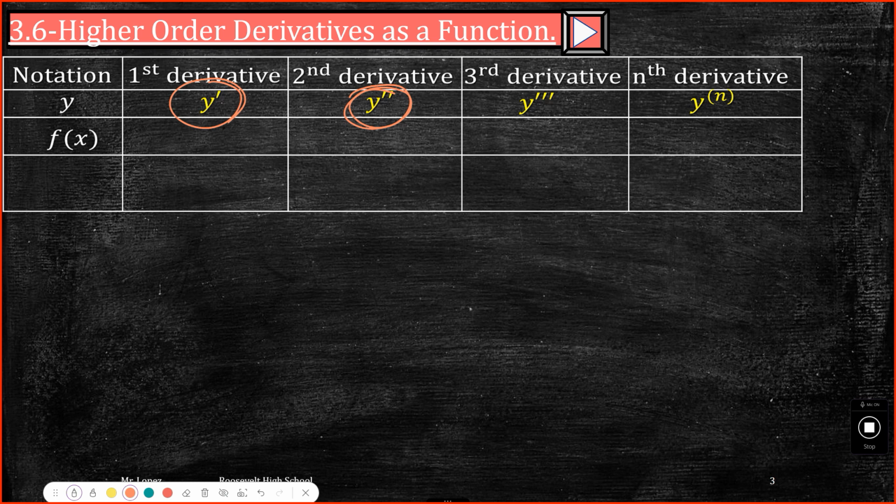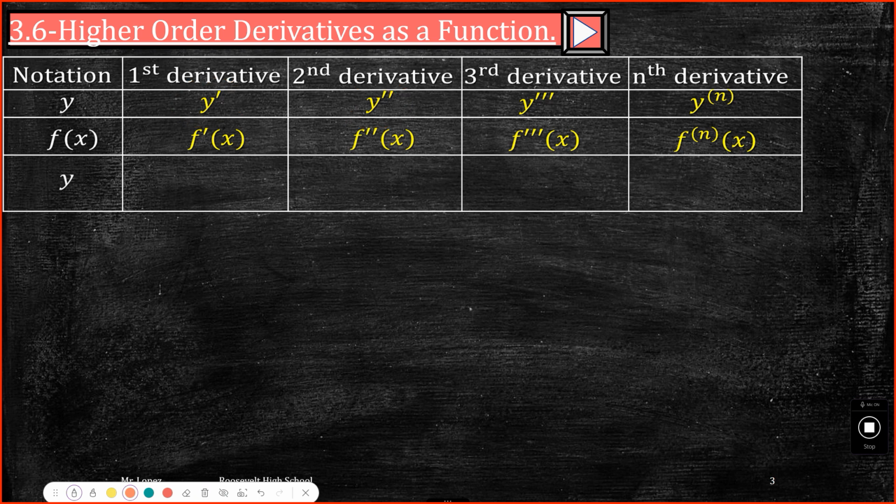So if you're using this notation of f of x, you can go ahead and take the first derivative, and it will be f prime of x. Then you take the derivative of f prime of x, and it becomes f double prime of x. And you can take the derivative of f double prime of x, becomes f third prime of x. On and on like that.